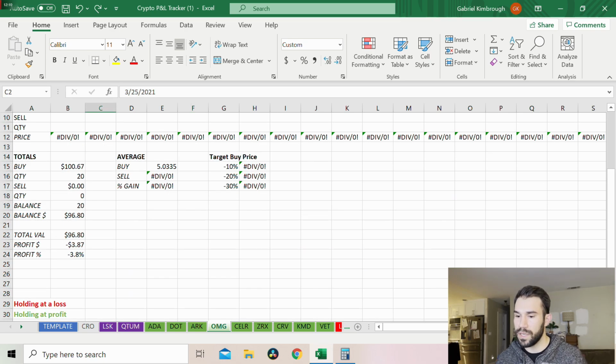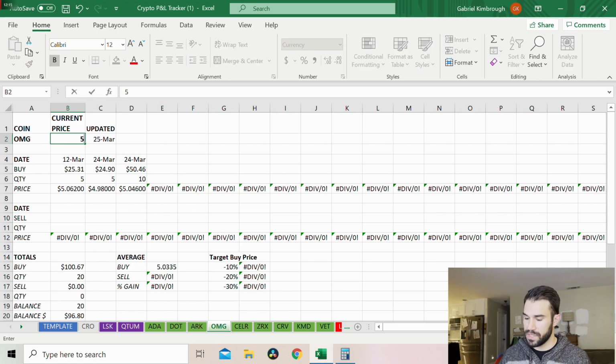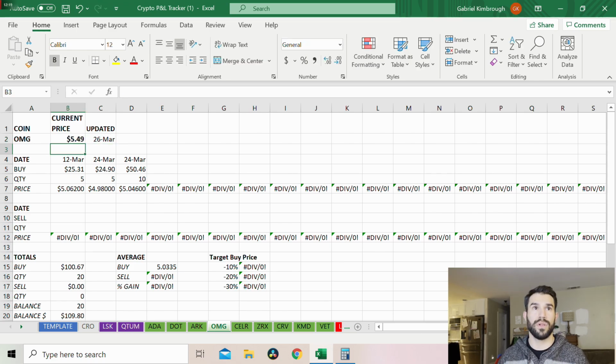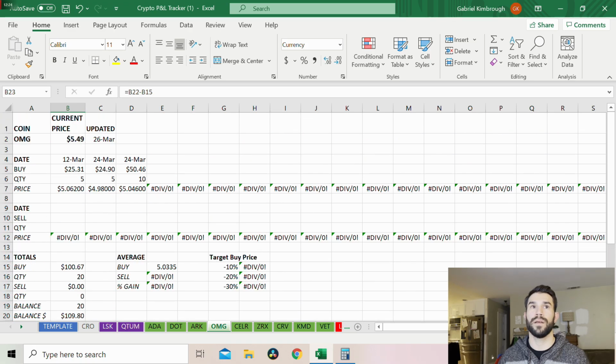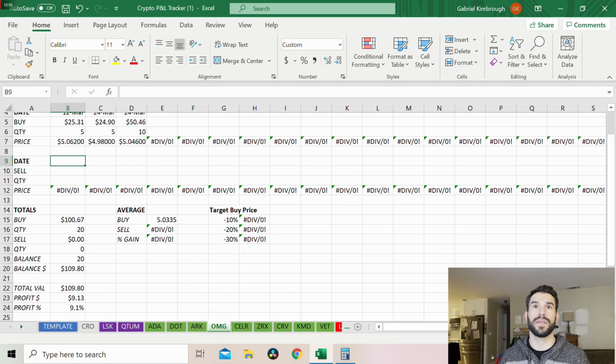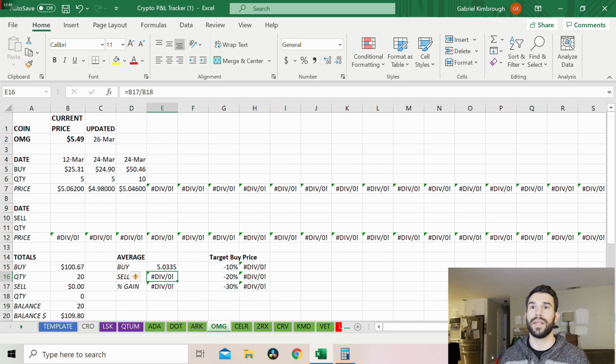So OMG is at 5.49. As you can see, most of these I updated yesterday, and I think they're pretty much all up across the board. So I'm at a 9% profit on that. These are the purchase transactions that I made, and I haven't sold anything yet. So once I sell something, then it'll show up in the formula here. So obviously no average sale price because I haven't sold any. And then I do have a target buy price in here, and this is based off of my average sell.